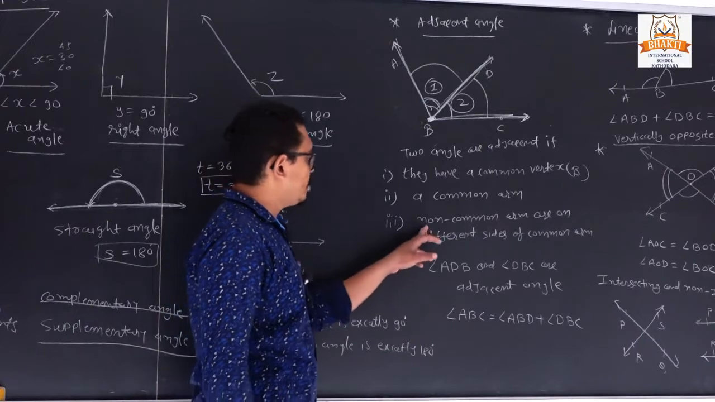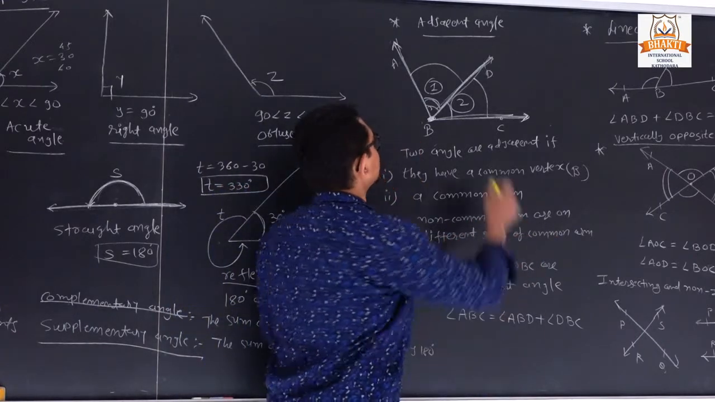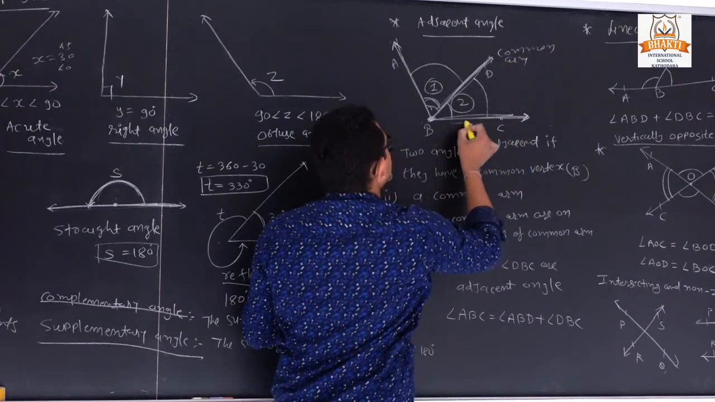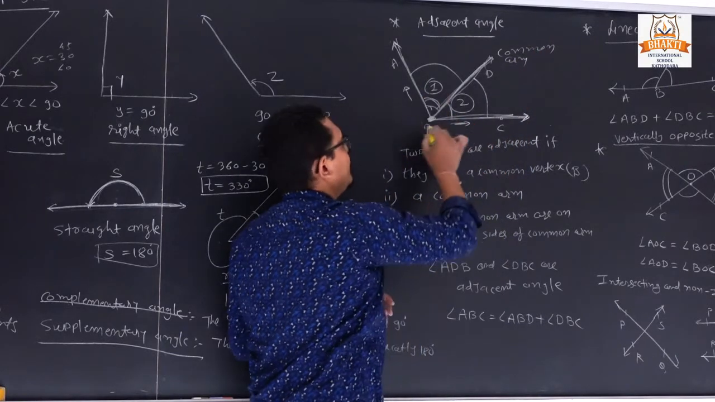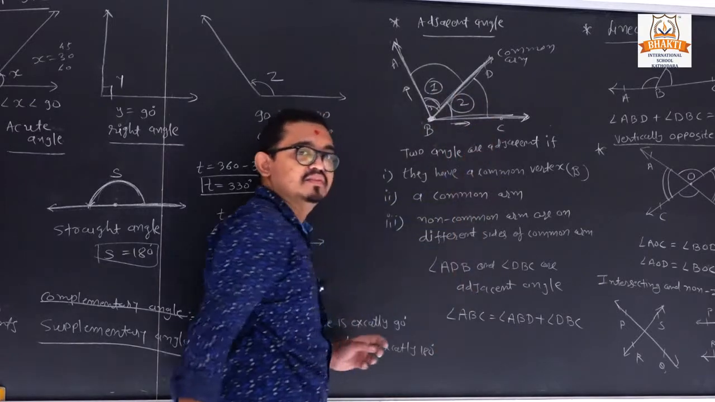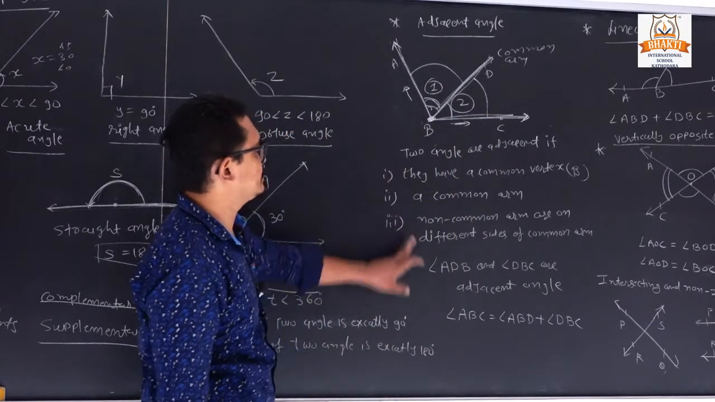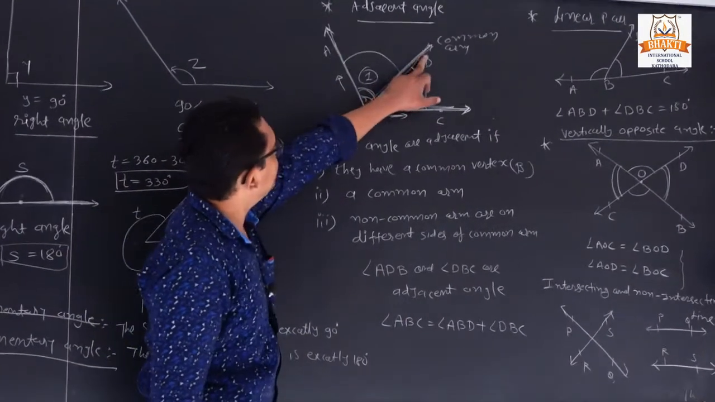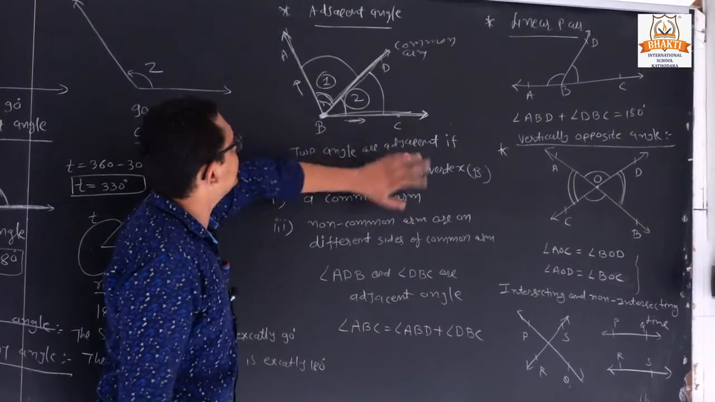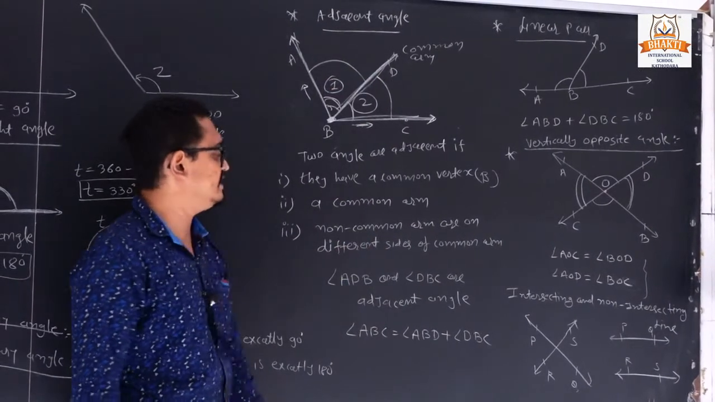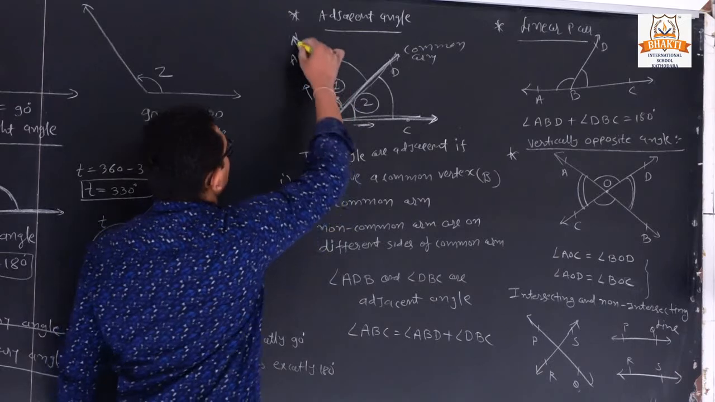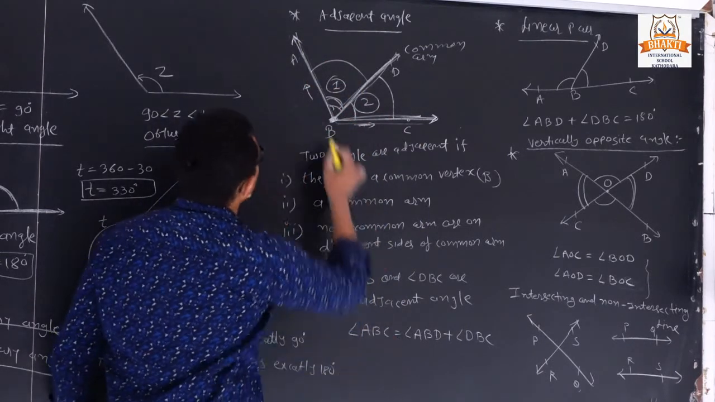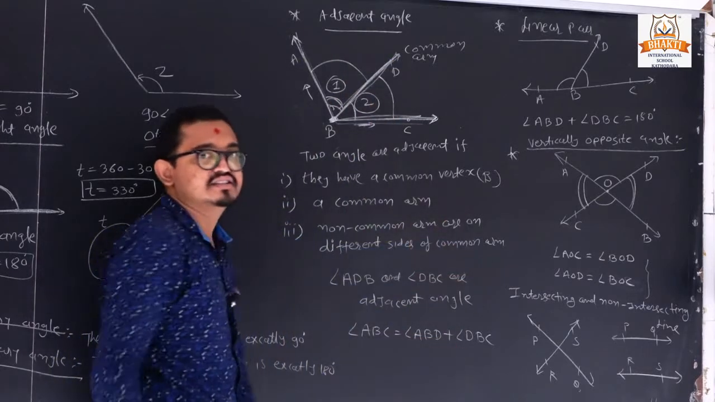And the third condition, non-common arms are on different sides. See that this is our common arm. So these both, this and this, are non-common arms and they are on opposite sides of the common arm. Clear? So this is known as an adjacent angle. ABD and DBC are known as adjacent angles. And if you want to find the total angle ABC, the sum of 1 and 2, we can write ABC is equal to ABD plus DBC.